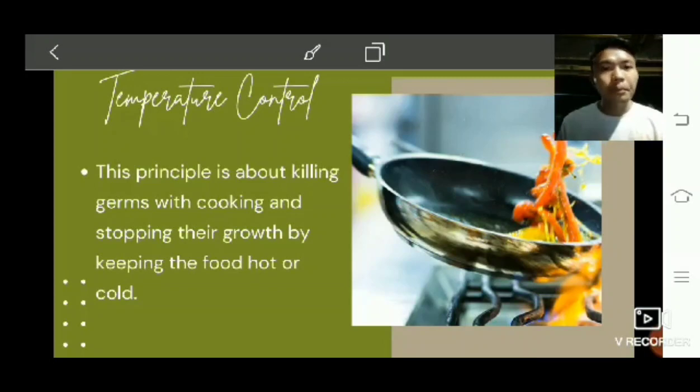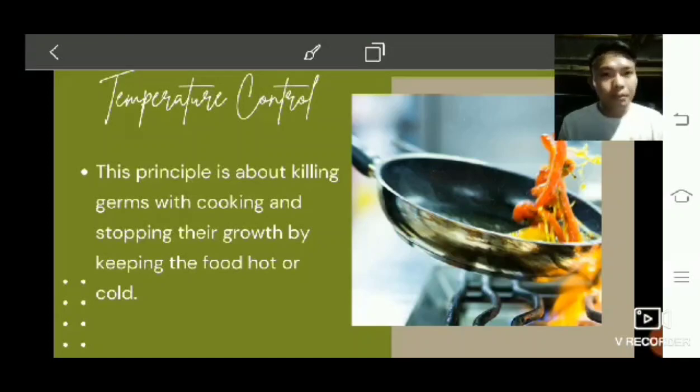So here, temperature control. This principle is about killing germs with cooking and stopping their growth by keeping the food hot or cold. Of course, if the temperature becomes too much, the bacteria and the benefits of the food will also be lost. So there is always a limitation.